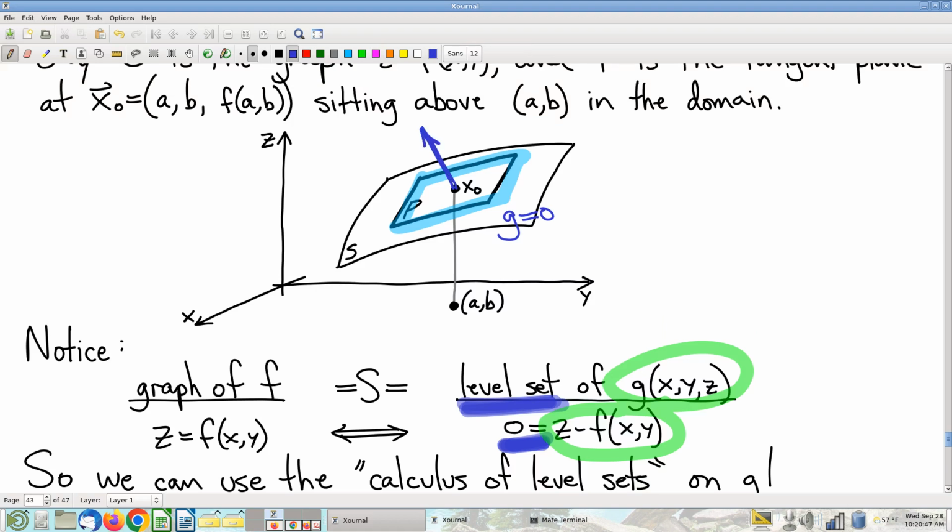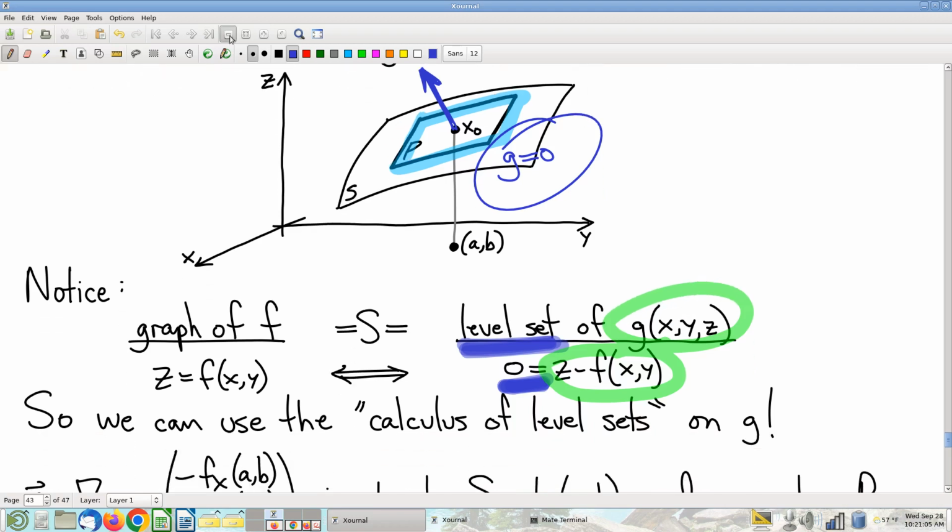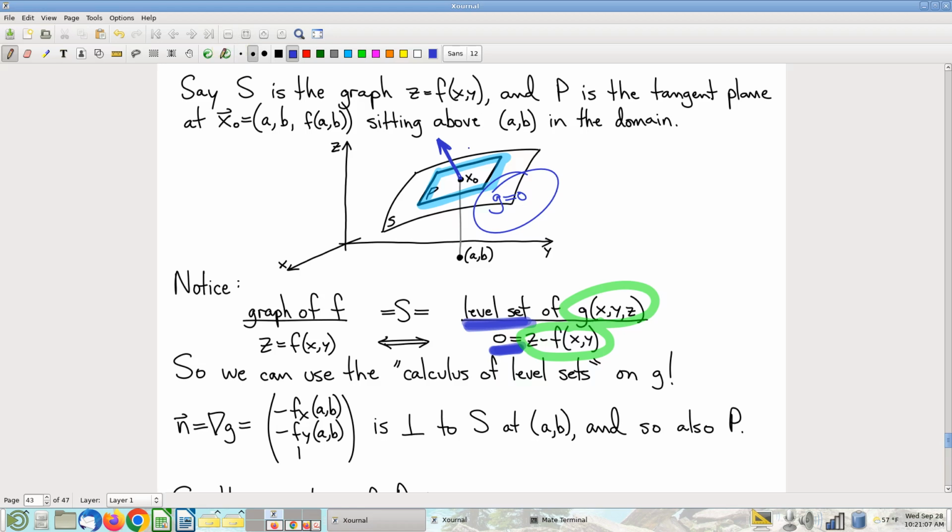of G is always perpendicular to the level set of G, this being, as it is, the level set of G. So the gradient of G being perpendicular to the level set, it's also perpendicular to the tangent plane, which means I can use this as my normal vector. And that's exactly what we're going to do here. We're going to compute that normal vector as just being the gradient of G, the gradient of this function right here.